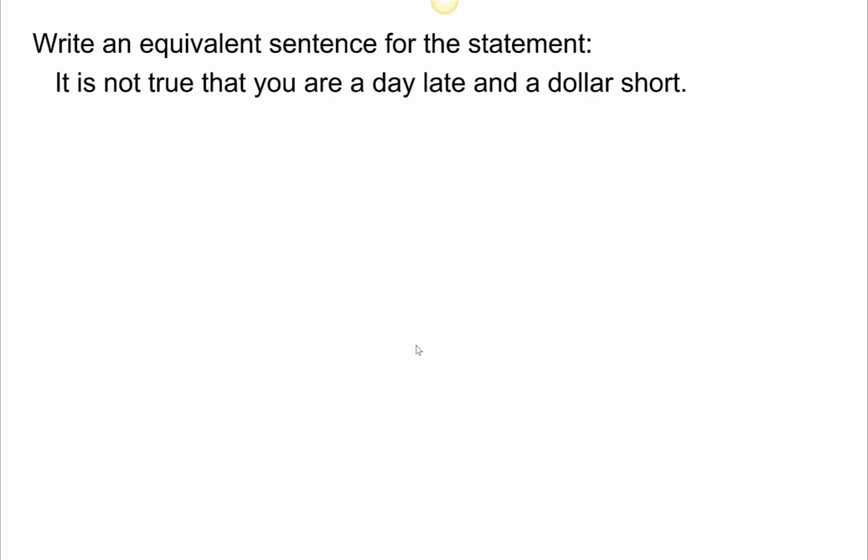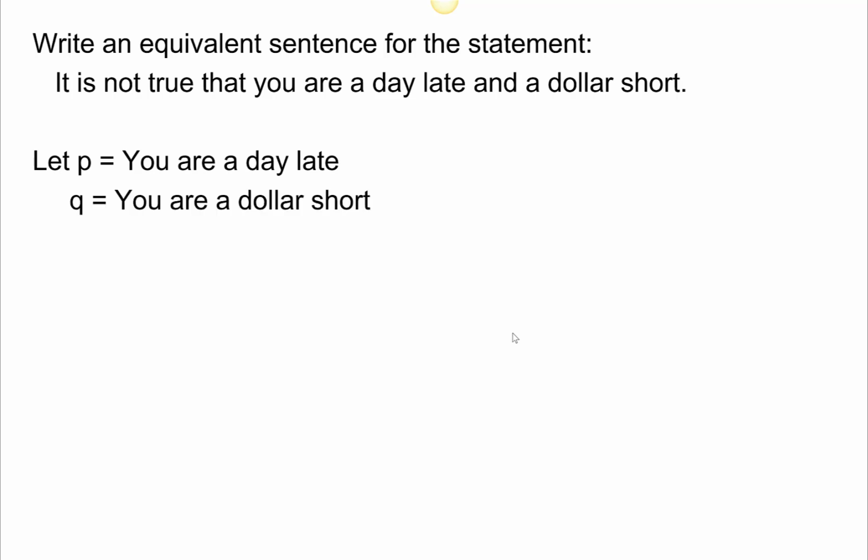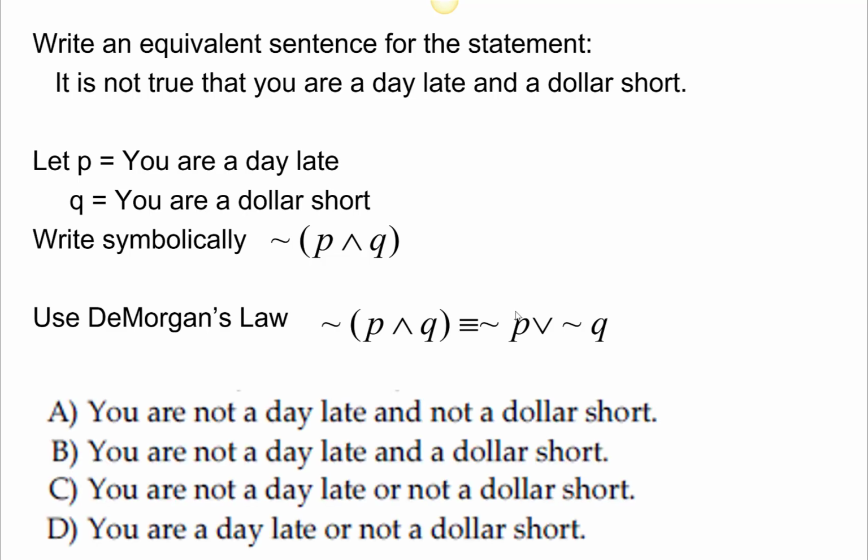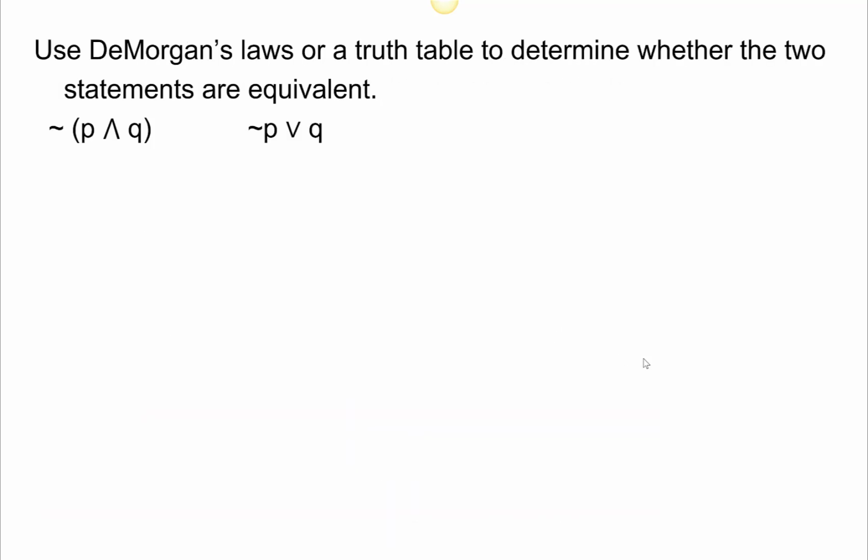Write an equivalent statement for this. It is not true that you are a day late and a dollar short. So P is going to be you are a day late, Q is you are a dollar short. Write it symbolically: it is not true that P and Q. And again, we can use DeMorgan's law. And how's that in words? It's going to be you are not a day late or you are not a dollar short, which is answer C.